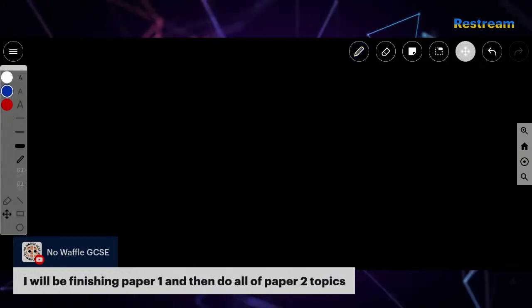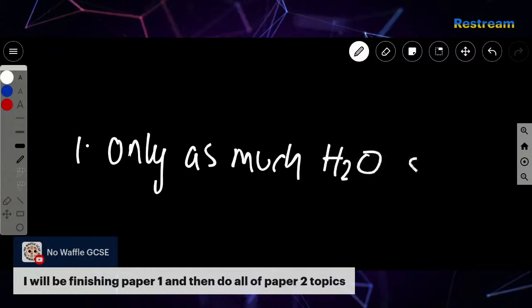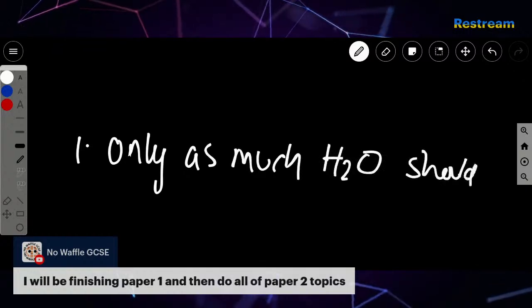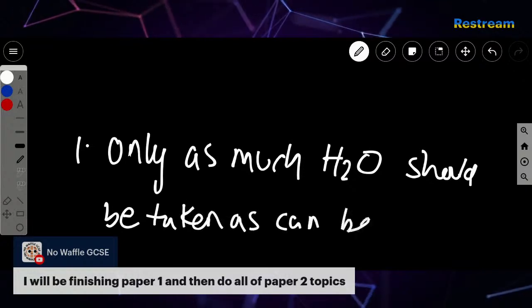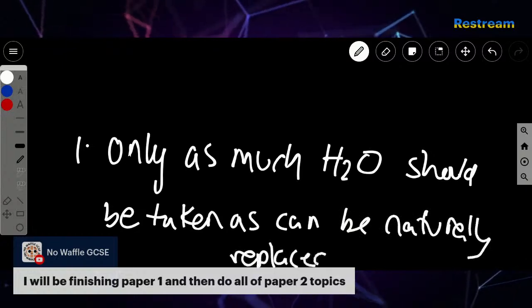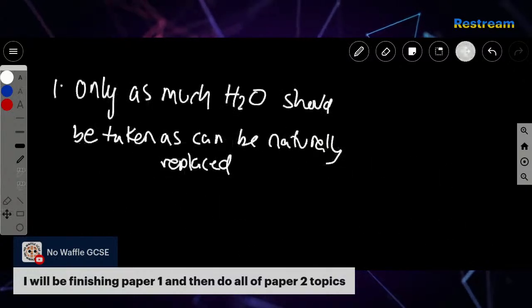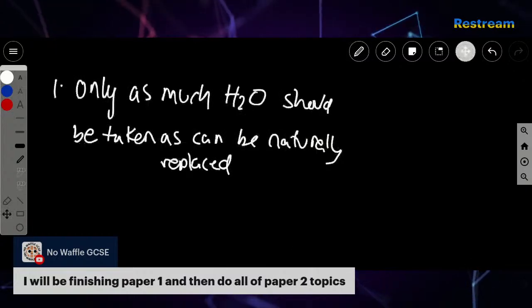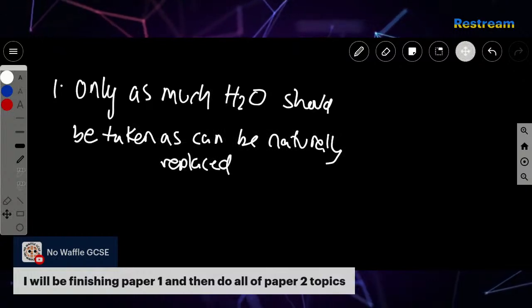So, firstly, only as much water should be taken, without waste. So within a water conservation scheme, they would ensure that enough water was taken to meet the needs of people, but only enough was taken that can be naturally replaced by things such as rainfall and precipitation.